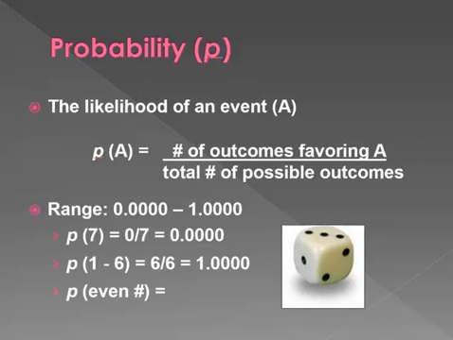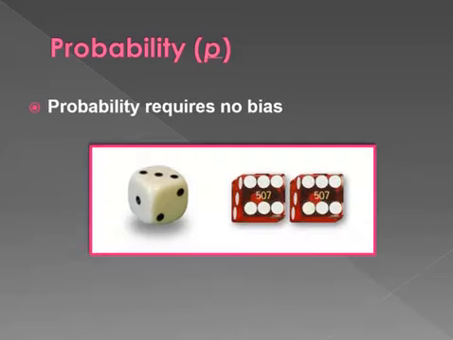What's the probability that we would roll an even number? Well, first of all, how many even numbers are there on a 6-sided die? There's 3, right? 2, 4, and 6 are the only possible outcomes that favor rolling an even number. And again, if we divide that by the total number of all possible outcomes, 3 divided by 6, that's a probability of 0.5000.